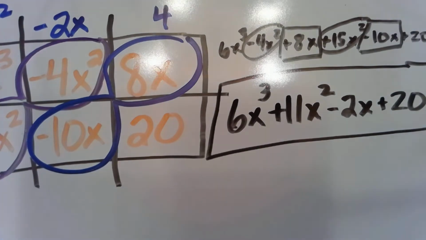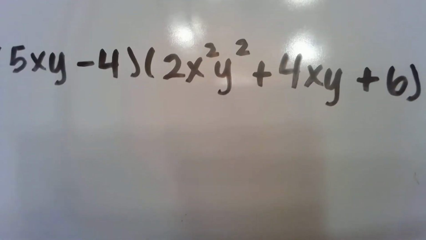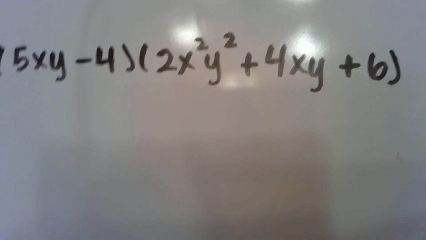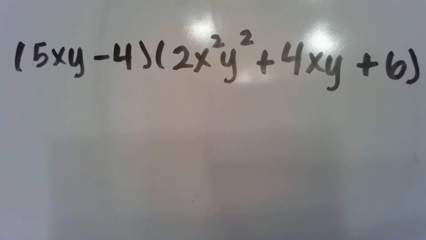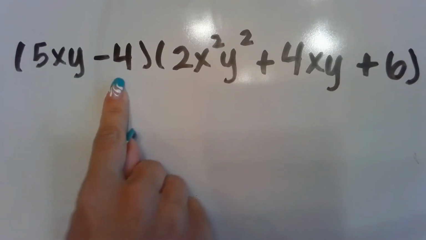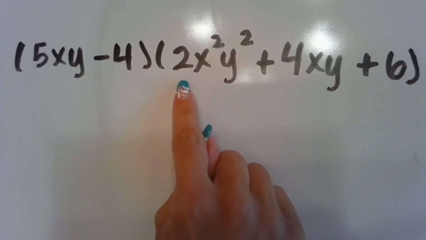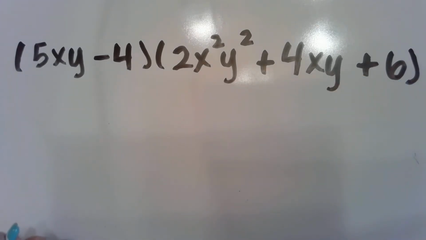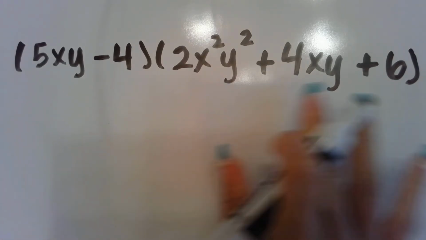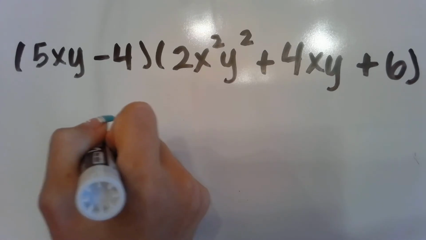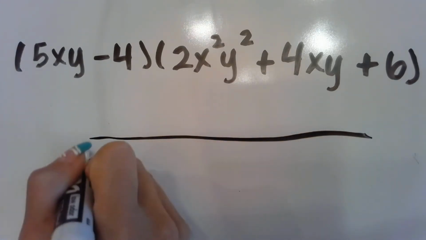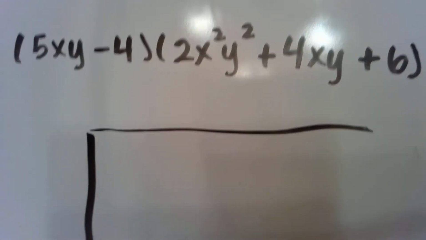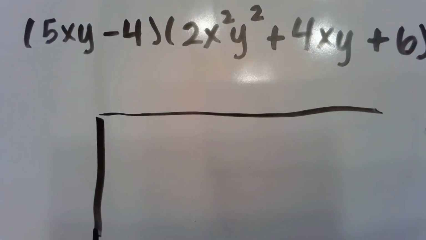All right, let's go ahead and look at a second example. So for this example, we have 5xy minus 4 times 2x squared y squared plus 4xy plus 6. Same thing, we're going to go ahead and draw our box, and we're going to make sure it's big enough that it's going to fit our trinomial. And I like to put our trinomial at the top, so I'm going to make this one extra long. And I know my binomial is going to go on the side, so I'm going to go ahead and draw my box.